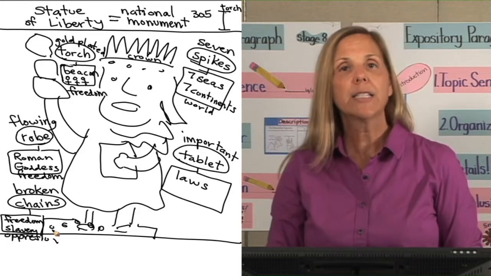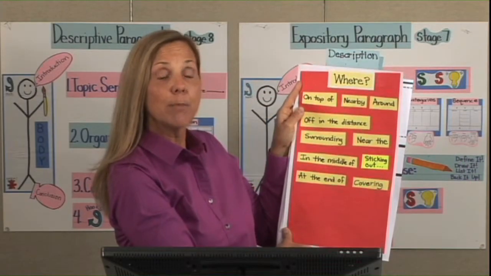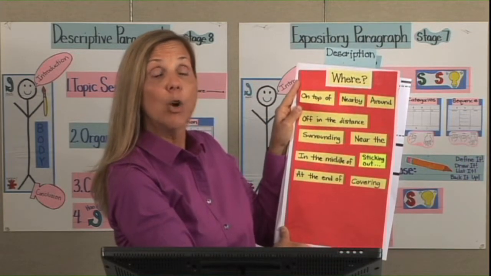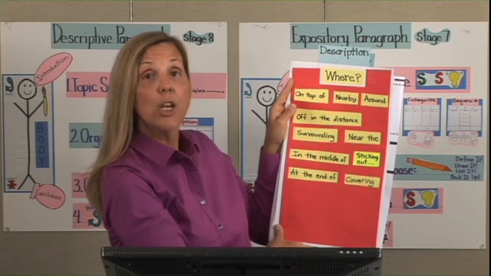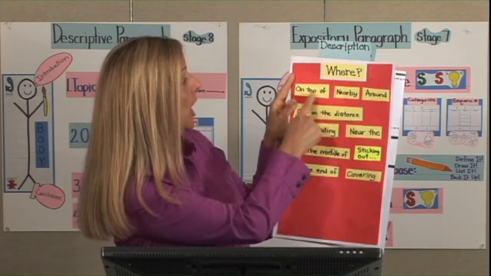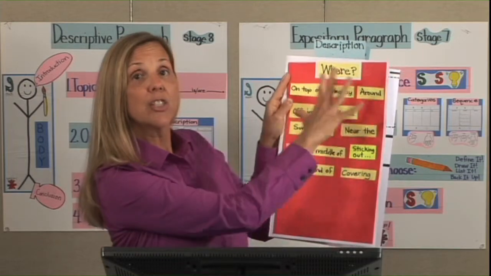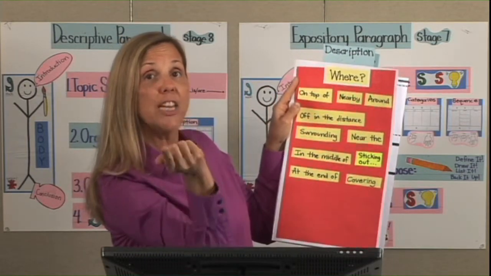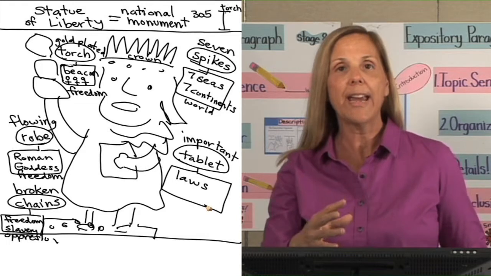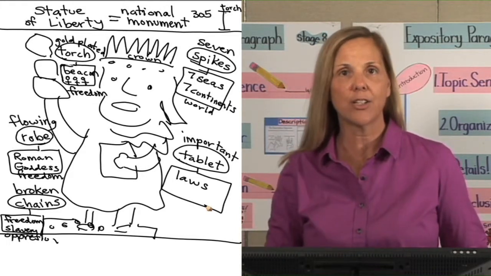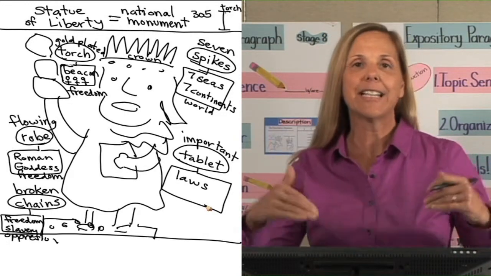And as we do that, let's think about transitions. How can we start these different details? When writing descriptions, sometimes your transitions need to tell the reader where on the subject you are describing. So a good transition phrase would be a where phrase. On top of, nearby, around, off in the distance, surrounding, sticking out, covering. These are some ways to help your reader visualize the part of the subject that you're discussing. We don't always need to use a where phrase, but that is a wonderful way to start a sentence in a description. It's a strategy that you can give students when they're trying to create sentences that smoothly transition from one to another.